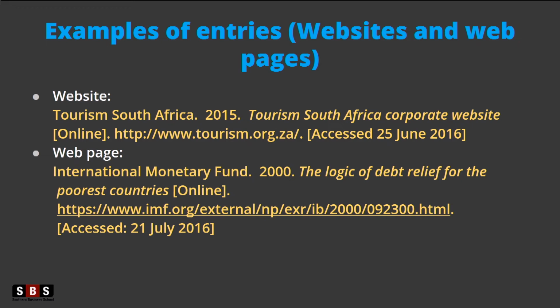Other examples of entries may be from websites, etc. Let's look at the first one. Here we have an organization, the Tourism Association of South Africa. They have a website specifically. It's their website, so they are regarded as the author, followed by the year in which this information was published. What is the title of this publication? It's available online, URL, and when you accessed that. The same applies to a web page, a website or a web page. Same procedure that you follow.